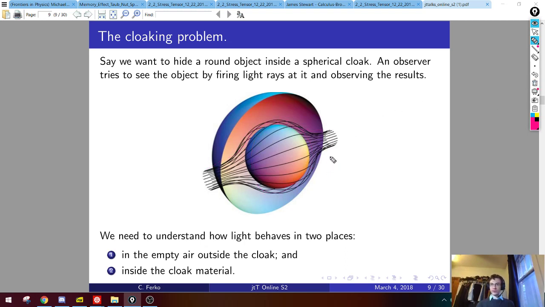So in order to understand mathematically what's going on with this problem, we need to basically understand how these light rays behave in 2 different places. Place 1, out here, is in empty air outside the cloak, so just free light propagation in the atmosphere. And then region 2, inside the cloak, that's the more important piece. We have to understand what laws govern the motion of light within the cloak and how we can engineer or change those laws to suit our purposes. So good, that's the motivation.